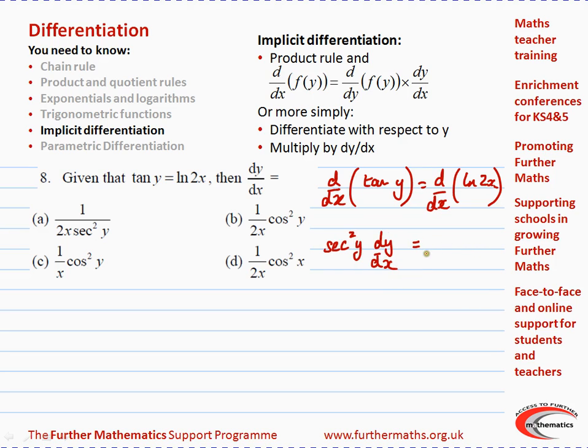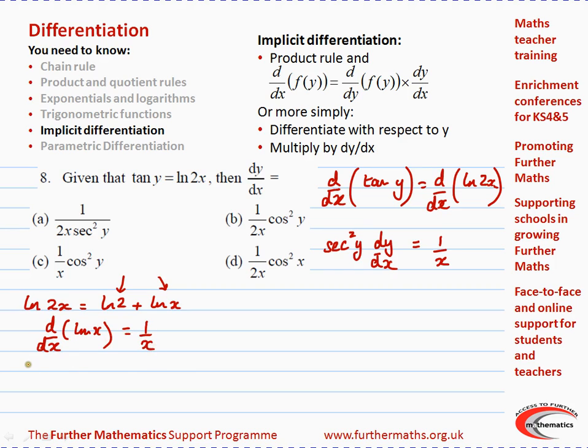Differentiating the logarithm, those of you that were in the session where we revised exponentials and logarithms will remember that log 2x differentiates to 1 over x. If you're unconvinced about that, a little sidebar over here, log 2x is the same as log 2 plus log x. Log 2 is just a constant, so when you differentiate it disappears, and d by dx of log x is 1 over x. That's one way to think of it.